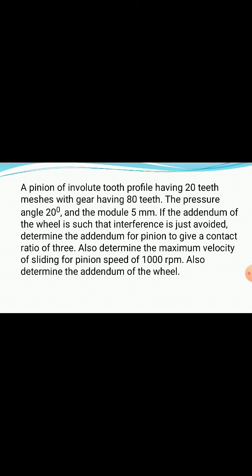Now in this numerical, one pinion of involute tooth profile having 20 teeth meshes with a gear having 80 teeth. The pressure angle is given as 20 degrees, and the module is 5 millimeter. If the addendum of the wheel is such that interference is just avoided, determine the addendum for the pinion to give a contact ratio of 3. Also determine the maximum velocity of sliding for a pinion speed of 1000 rpm, and the addendum of that wheel. So the asking quantities are the maximum sliding velocity and the addendum of the wheel.